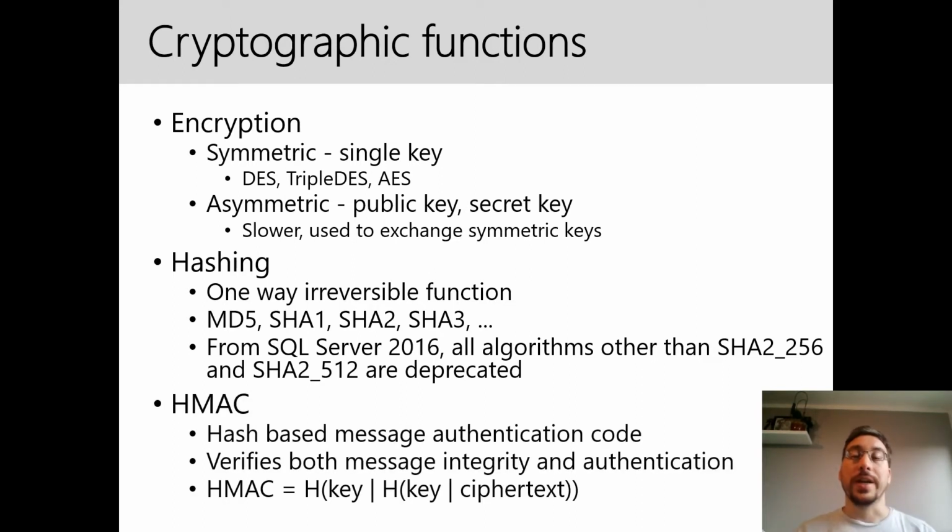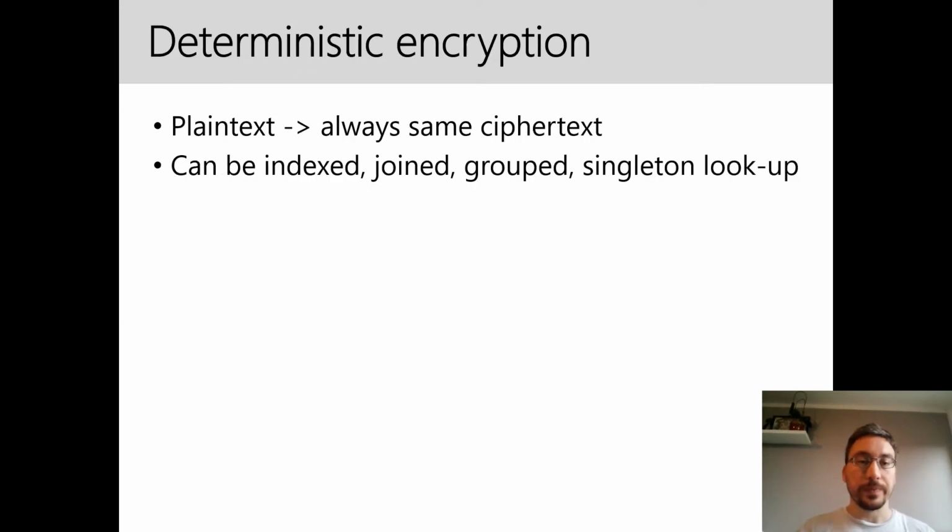Then we have something called an HMAC. Now, this is a hash-based message authentication code. Basically, what it does, it verifies both message integrity and authentication, right? So the way it's calculated is you take your encrypted ciphertext, you prepend your key to it, and you create a hash out of that string. Then you take that hashed string and you again prepend your key to it, and then hash everything again. And that way you calculate your hash-based message authentication code.